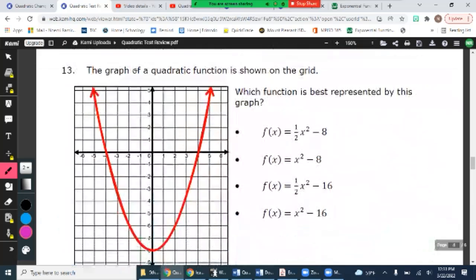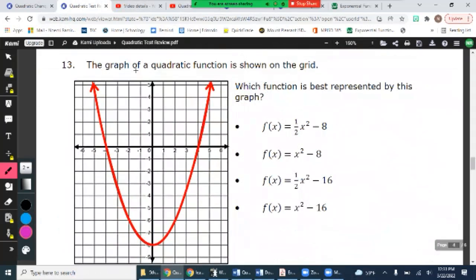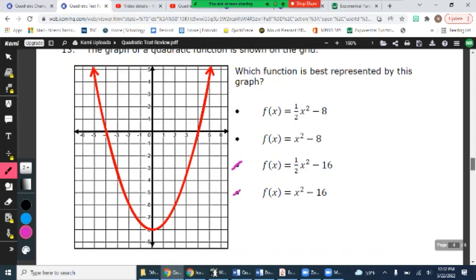moving back to number 13. I told you guys that you should have narrowed number 13 down to 2 answers. What 2 answers did you eliminate automatically? Correct. The last 2. You should have automatically eliminated the last 2. Why did you eliminate the last 2 and not the first 2? What did you notice about the last 2? What do you know about the last 2?